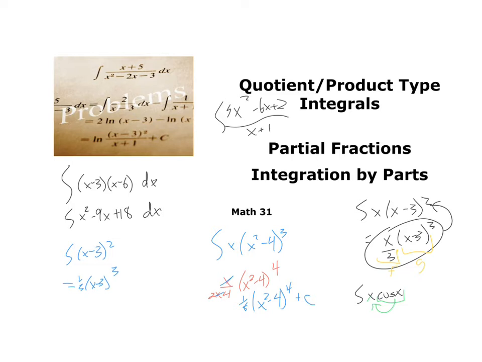So that's what we want to look for. Can you do the derivative of one to cancel the other? If you can, the chain rule type method would work better. If you can't, then we're going to have to use integration by parts.